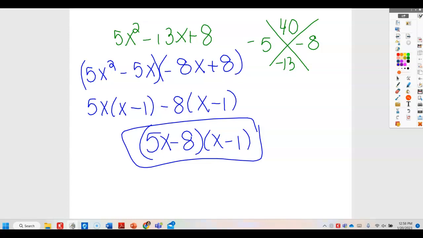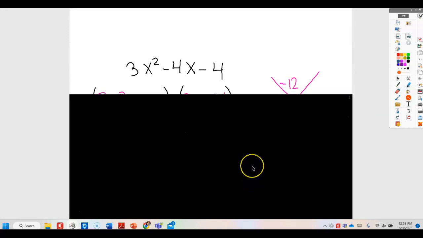Okay, go ahead and set up the next one. So you have 3 and negative 4. That's going to give you a negative 12. And then I need two numbers that multiply to negative 12 but add to negative 4. So 6 and 2 would work, but 6 and 2 add to 8, so one needs to be positive and one needs to be negative because my top number is negative now.